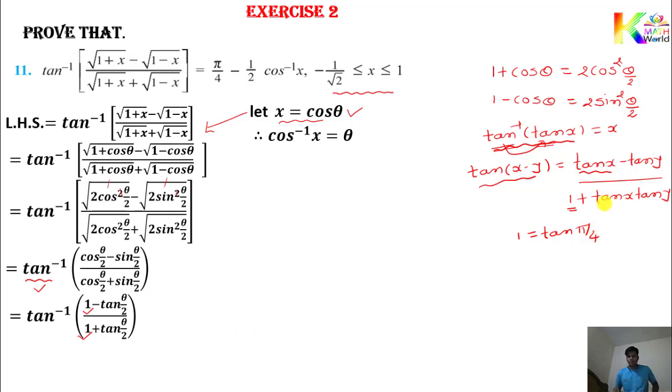Then you can see here two functions in terms of tan. One is already there in terms of tan, so here only tan theta by 2 is there. So tan theta by 2 can be considered as 1 into tan theta by 2.